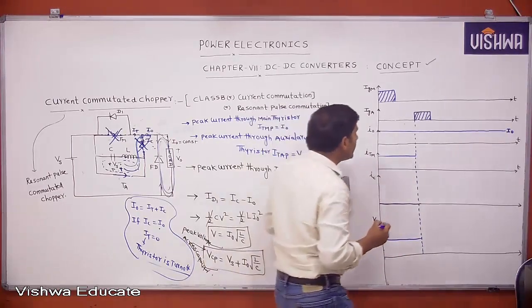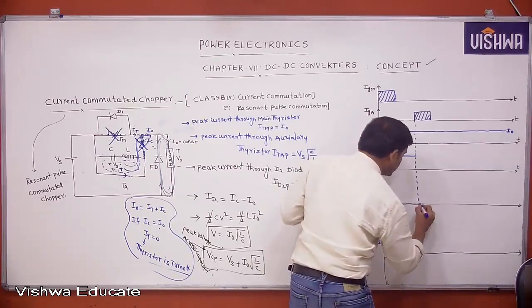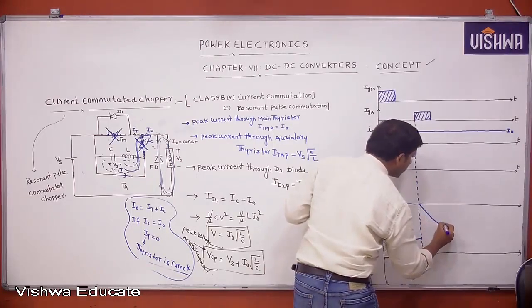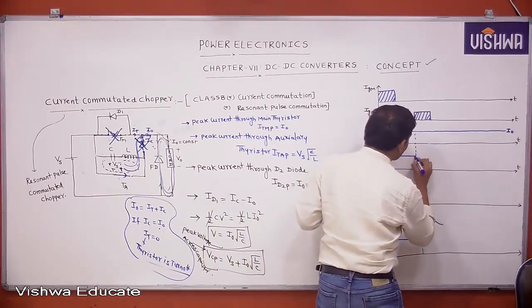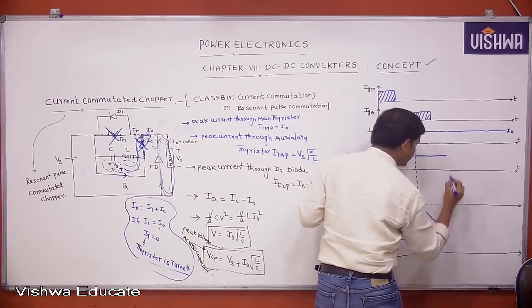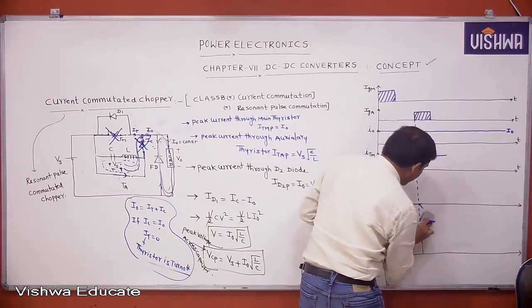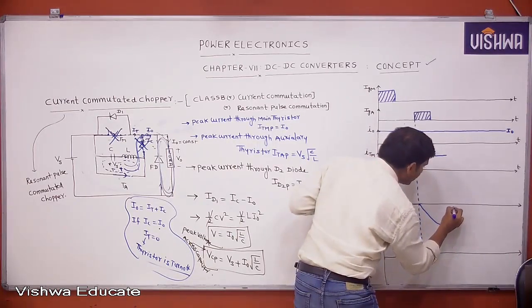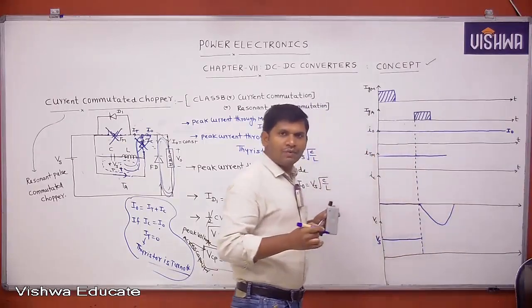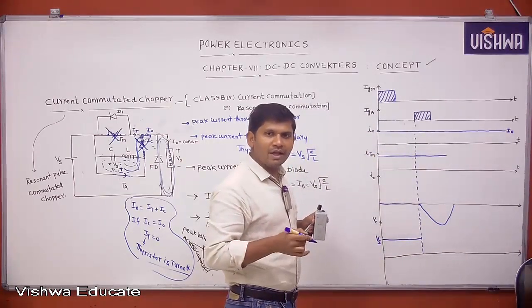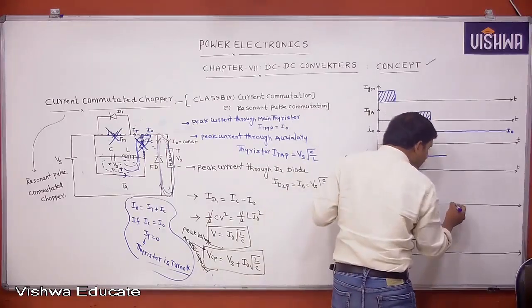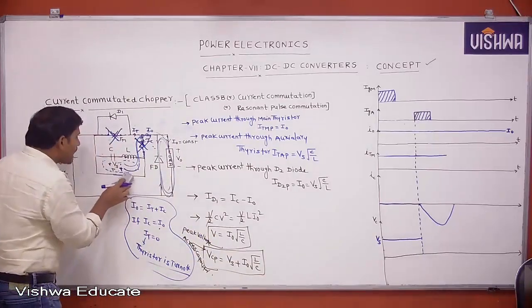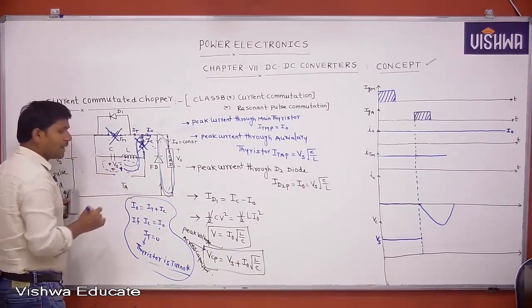Up to this point the capacitor current is 0. Now the capacitor is discharging. Discharging means we can draw the negative current waveform. Still the main thyristor is conducting. This is the capacitor current waveform. After completely reversing the polarity, the capacitor current becomes 0. Then the auxiliary thyristor will be turned off. This becomes minus. This becomes plus.